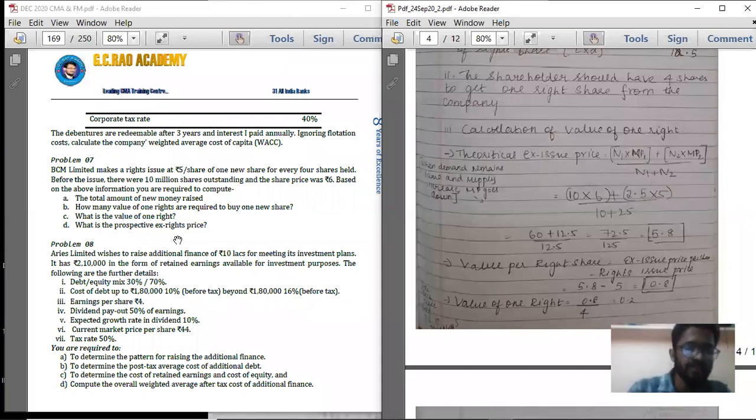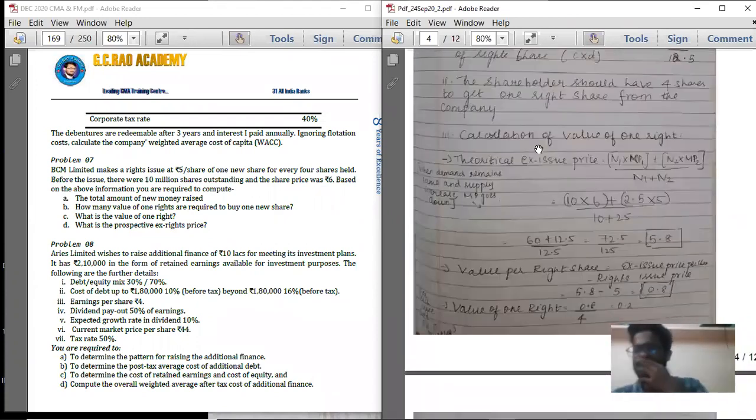Next, see what is the value of one right. We should calculate value of one right using a formula. So what is that formula? Actually, this is in the accounting standards. I don't remember the exact number. There you'll be calculating the theoretical ex-issue price and value per right share. So both of these you'll be calculating there.